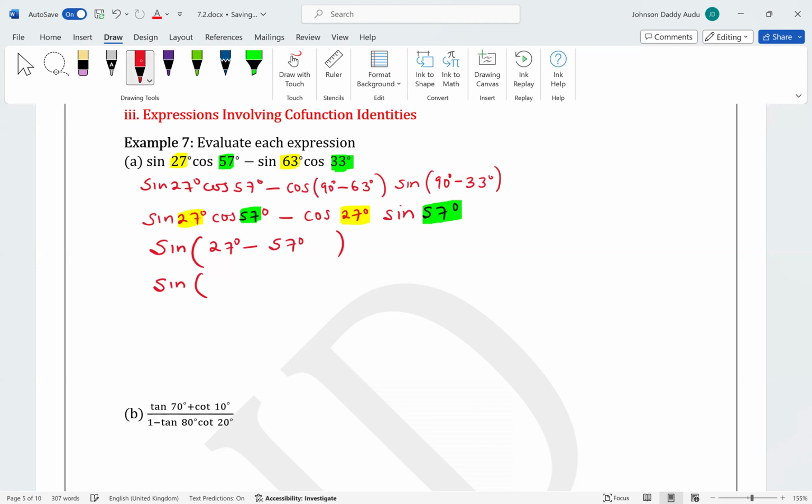So what is 27 minus this? This is minus 30, right? But we know the sine is odd, so this is minus sine 30, and this is just minus half.